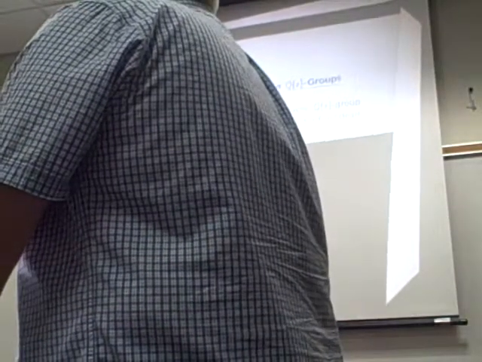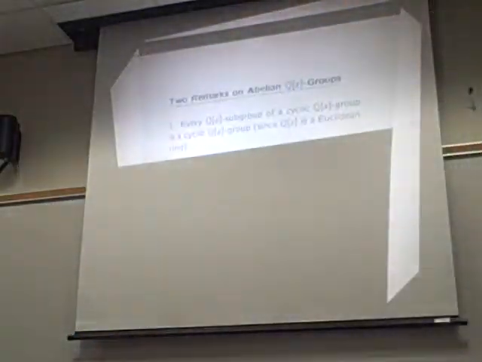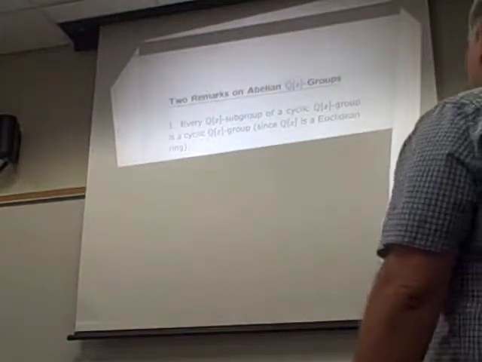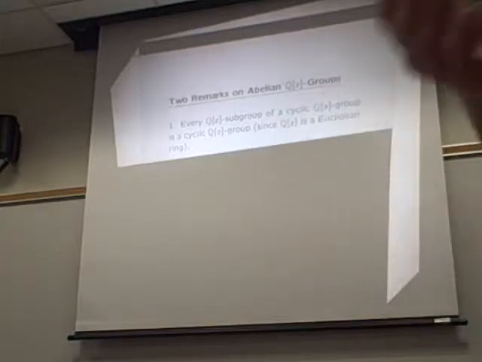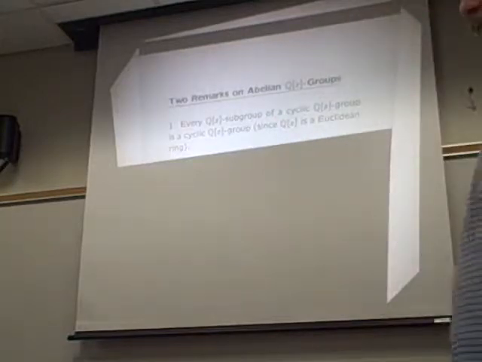Now, there are a couple of remarks I'd like to make which deal with abelian QX groups in particular, and bear in mind that abelian QX groups are just QX modules. First of all, as one would hope for, every QX subgroup of a cyclic QX group is again a cyclic QX group. Translating to module language, that means that every QX submodule of a cyclic QX module is cyclic. By the way, that works because QX is a Euclidean ring. Because if you think back to the old days, a subgroup of a cyclic group is cyclic because you need to use the division algorithm. So without that, you're stuck.